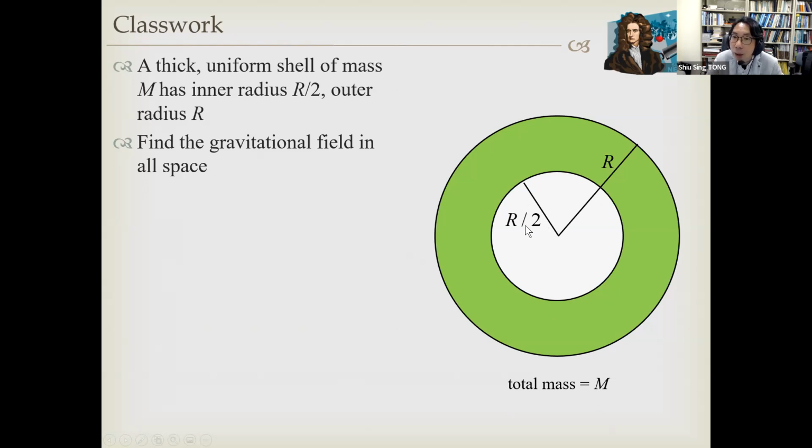Now I want you to write down the expression of the gravitational force between a small point mass and this object. For each case, you have to consider the small point mass lying outside, the small point mass lying inside the cavity, and the small point mass lying somewhere inside the material of the shell.